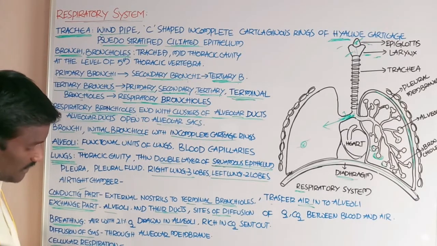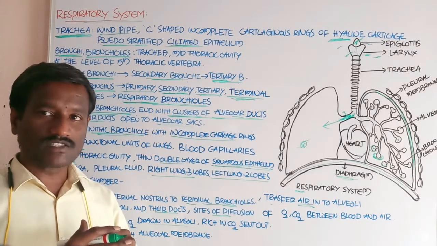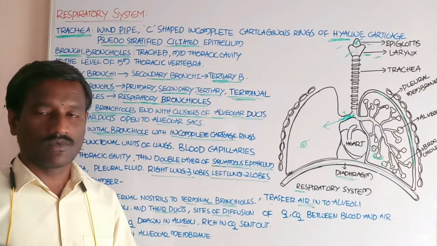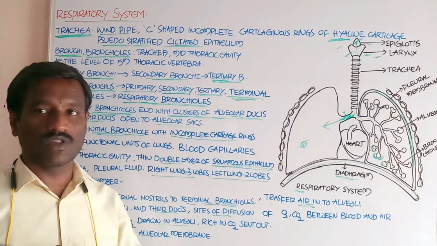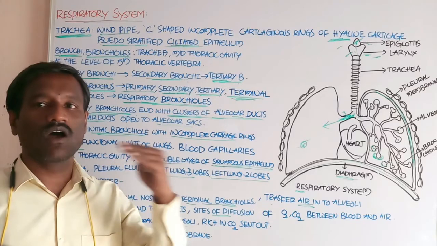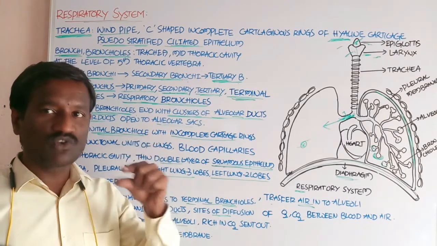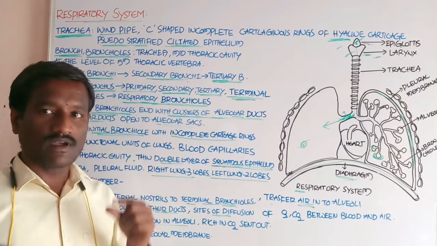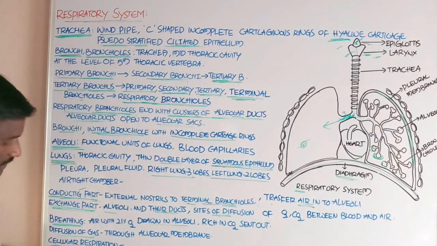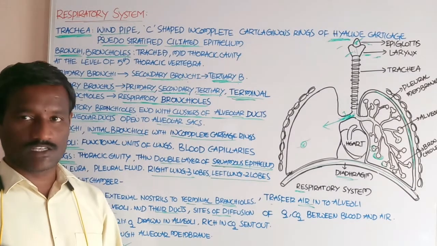Another one, cellular respiration. What is the meaning of cellular respiration? For the oxidation of food particles, cells enter into catabolic reactions on the food particles, which produce ATP, carbon dioxide, and an amount of water. That is called cellular respiration. Cellular respiration is also called internal respiration.